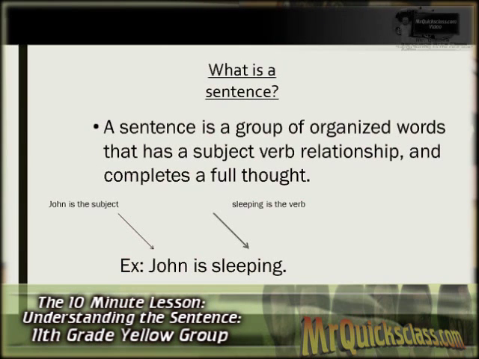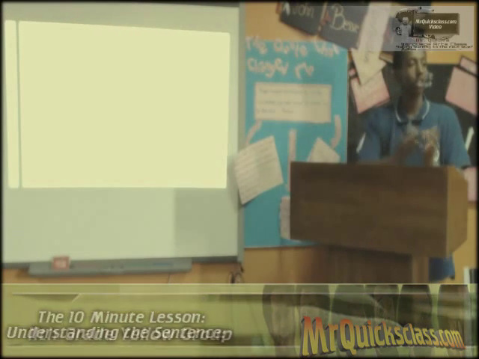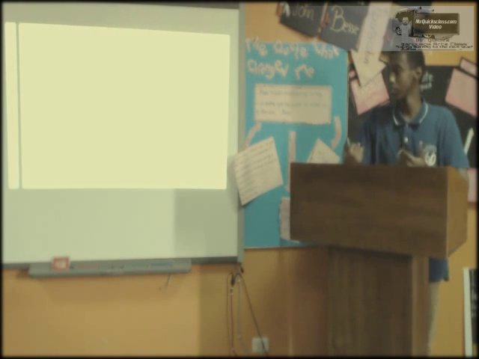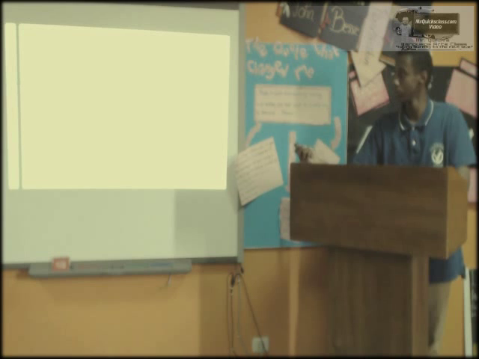So a sentence is a group of words that has a subject-verb relationship, and it can complete a thought. Here's an example. John is sleeping. Who's sleeping? John. So John is the subject, and sleeping is the verb. That completes a full thought and has a subject-verb relationship. There's a lot of examples I could use. If you have any questions during my lesson, raise your hand and I'll get you.